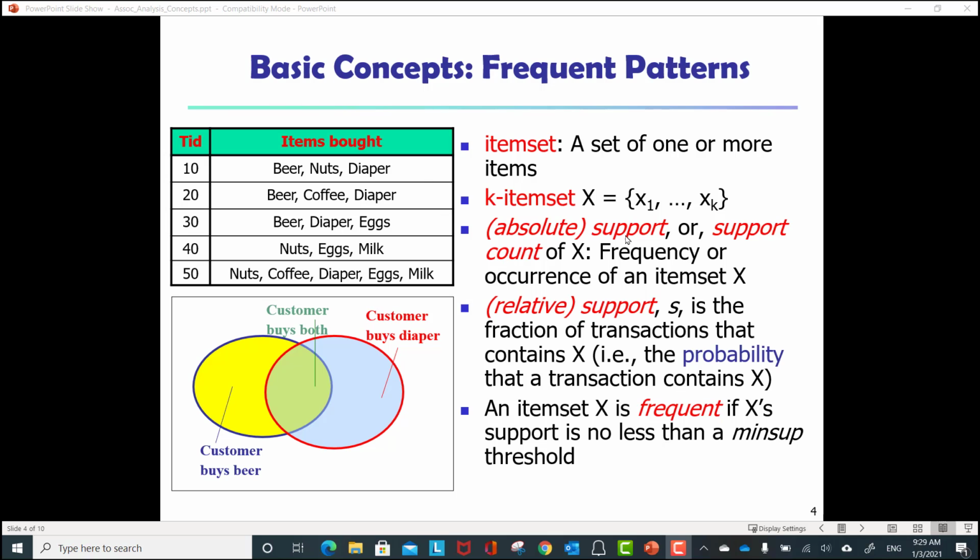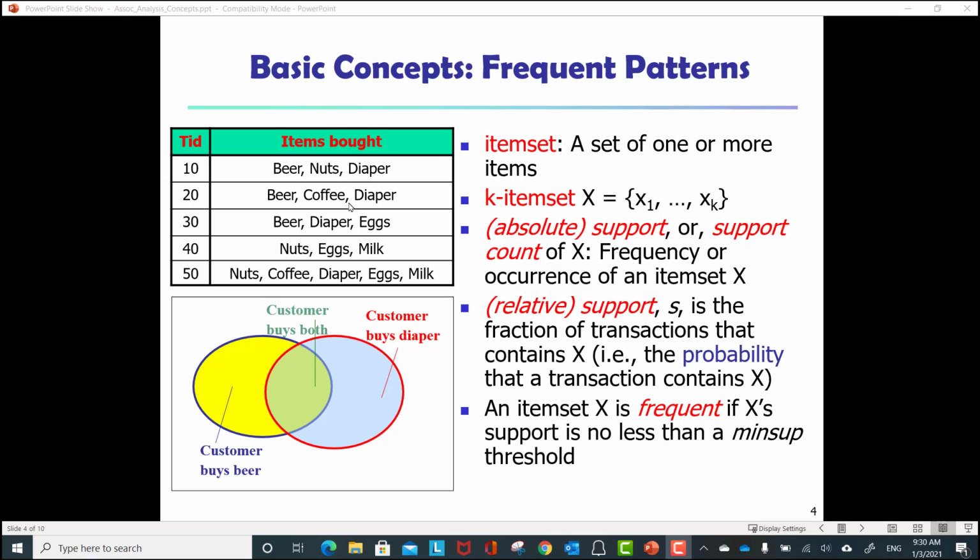Okay. Next one is support. There are two types of support we use: absolute support or relative support. All right. Let's take a look. Support count, or absolute support, of X is the frequency of occurrence of an itemset X.